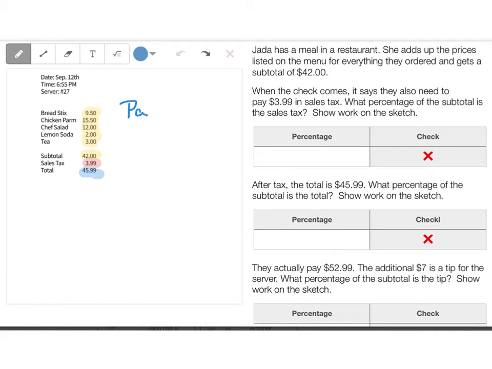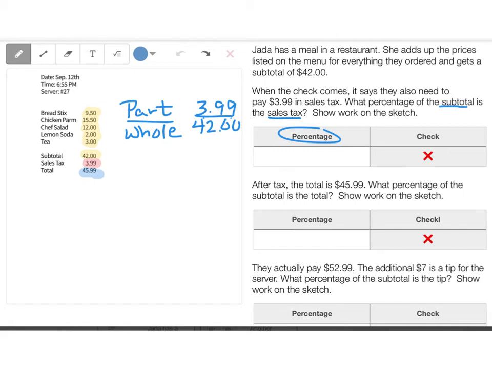And percent again is part over whole. Now these questions are all a little bit different. This says what percent of the subtotal is the sales tax? Well, that sales tax would be the part, and the subtotal would be the whole, $42. So divide that out for me. And again, when we're changing that rate to a percent, we're going to move the decimal over 2 places. Divide that out, figure out that percentage, and put it into our percentage box here. And when you're finished with that, we're going to look at the next question.